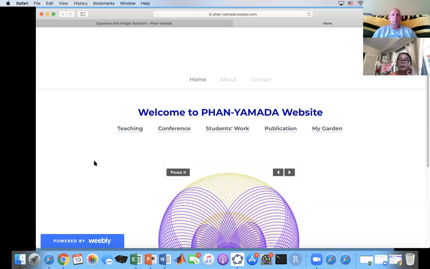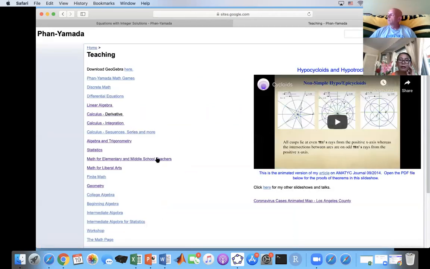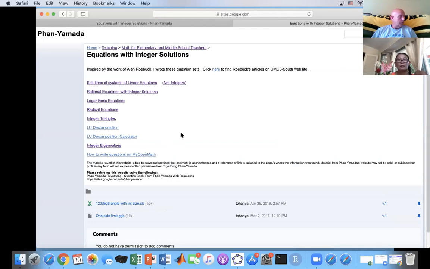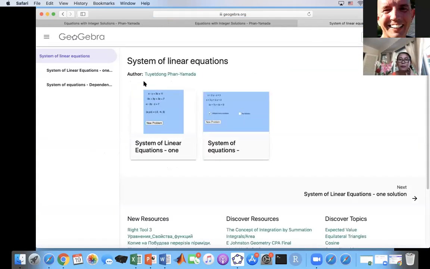So you go to my website right here, you click on Teaching, and then you click on Math for Elementary and Middle School Teachers, which I hide underneath here. Then down here is the integer equation with integer solution section. The first one is the solution for systems of linear equations. This one has integer solutions, and this one has non-integer solutions, which you can look at later, but we focus on integer solutions. Click on this one and you will see two apps in here. This one is for one solution only.